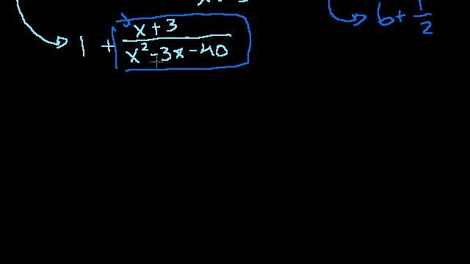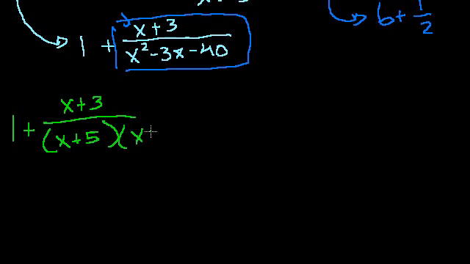Let's see, what two numbers add up to minus 3 and when you multiply them, you get minus 40? They have to be different signs, because when you multiply them, you get a negative. So it has to be minus 8 and plus 5. So we can rewrite this as 1 plus x plus 3 over x plus 5 times x minus 8. Right? 5 times negative 8 is minus 40. Plus 5 minus 8 is minus 3. So we're all set. Now I'll just focus on this part.